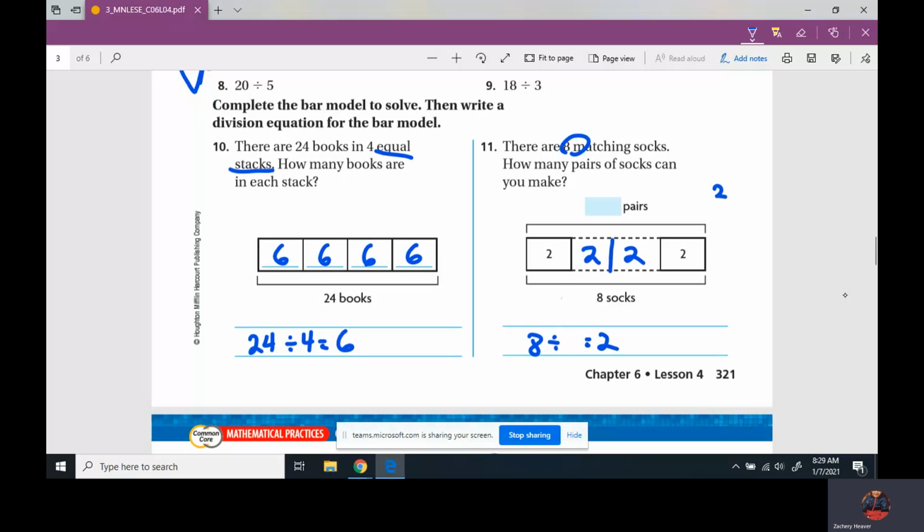Or actually, it's going to be like this: 8 divided by 2. How many groups do we have now? 4. We can make 4 pairs. Okay, you could do 8 divided by 4 is 2, but they want to know pairs, so we have to go 8 divided by 2, which is in each group, which makes 4.